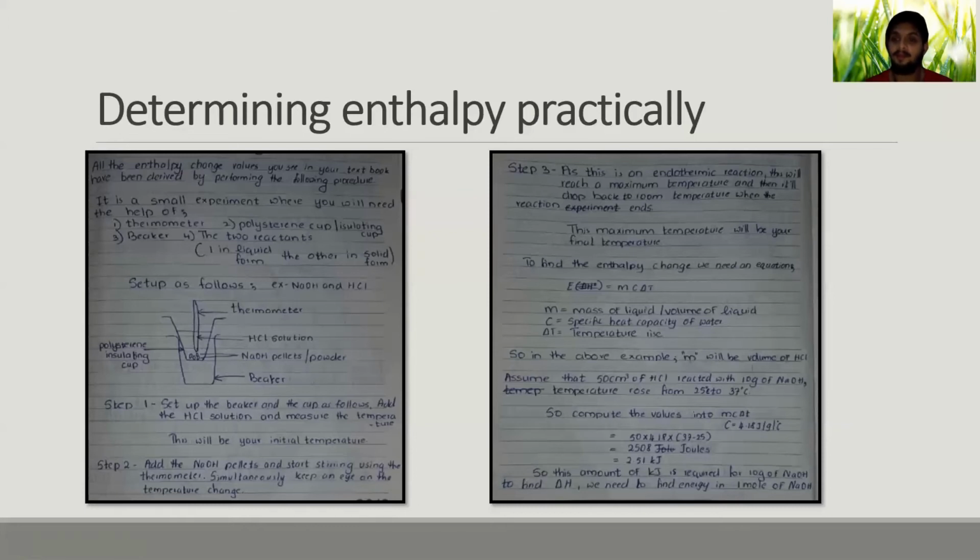But here we come to a problem. The joules or kilojoules that we get is for the amount of moles that reacted within these two reactants. But what does enthalpy change say? Enthalpy change should be kilojoules per mole.